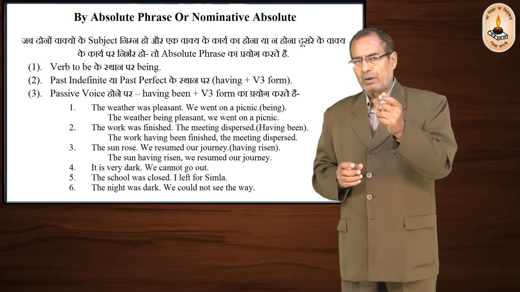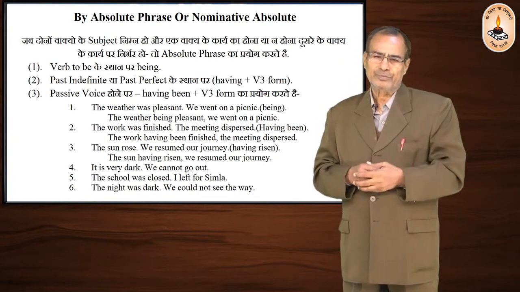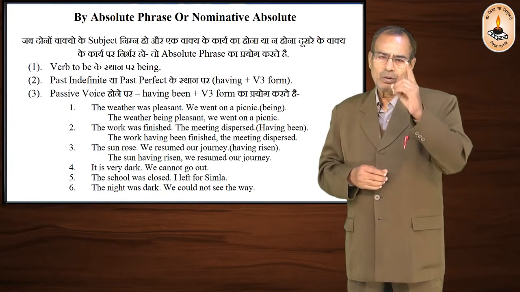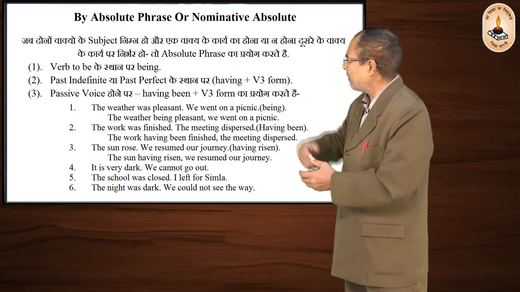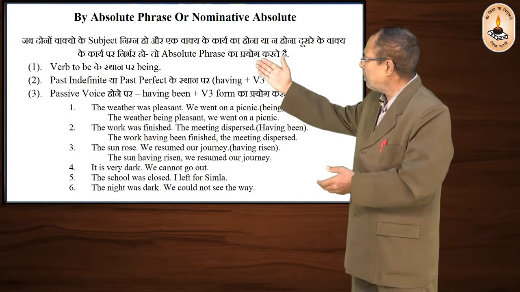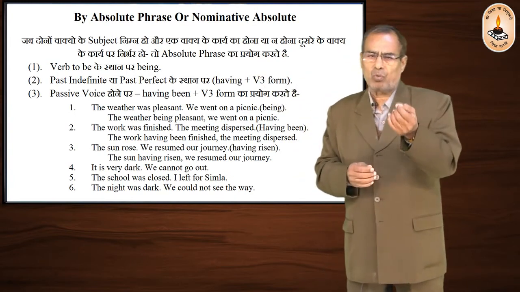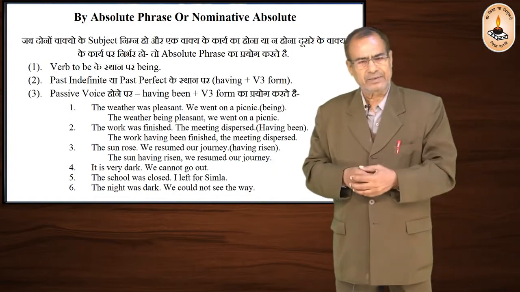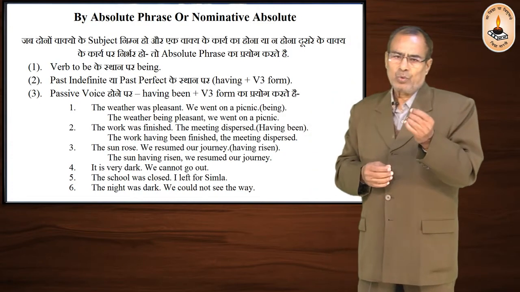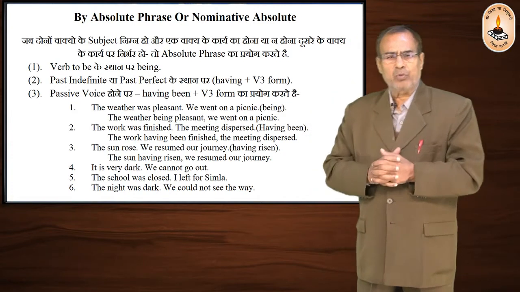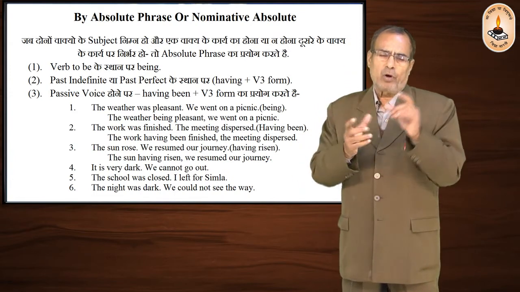For this we follow 3 rules. Number 1 is when we have the verb be, means is, am, or was, were in the sentence, then we change that be verb to being, the ing form of be.